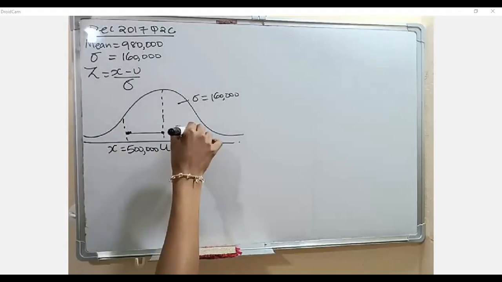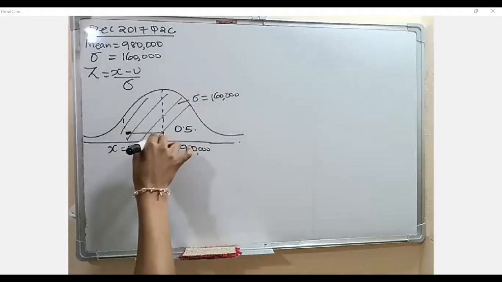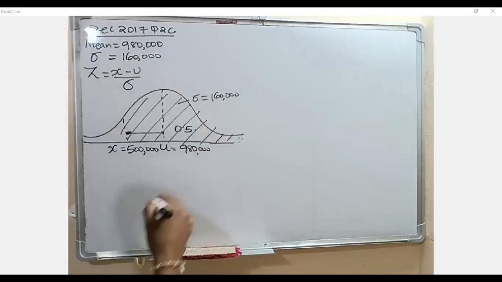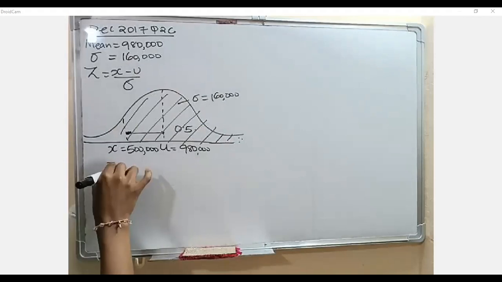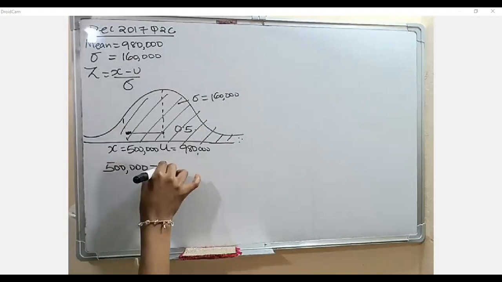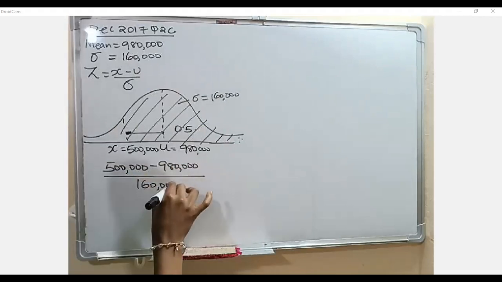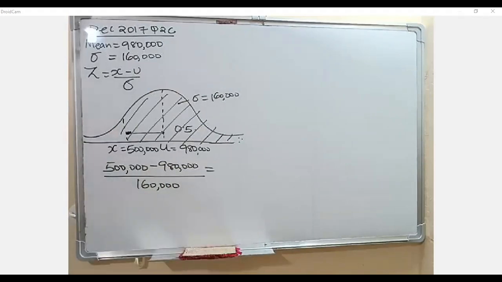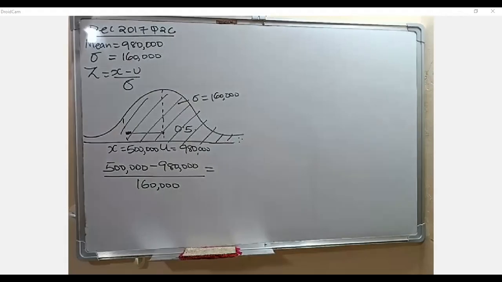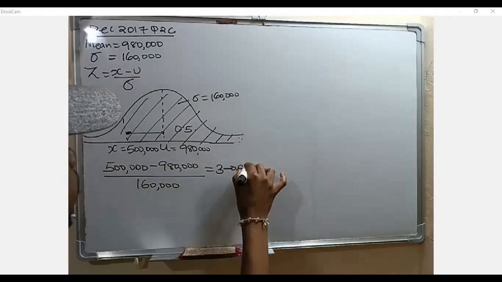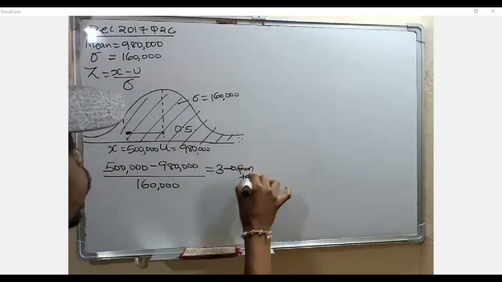So we know here is 0.5. This is the area needed. Let us get this point so that we can add our 0.5. It will look like this: 500,000, which is our X, minus 980,000, divided by 160,000. I said you normally ignore the negatives. Dividing by 160,000, we are going to get 3. Go and read from the table. From the table, what is the probability given there?